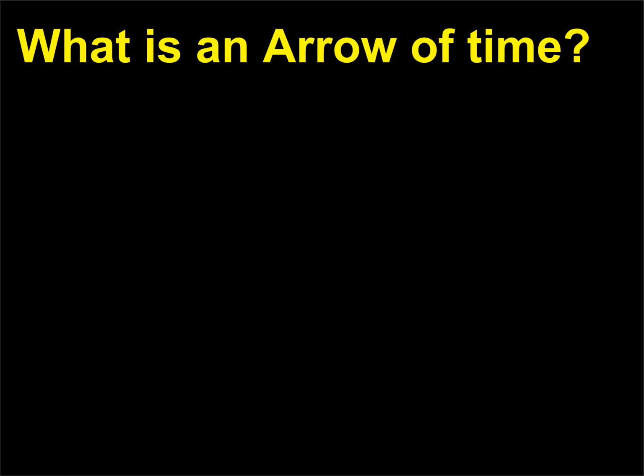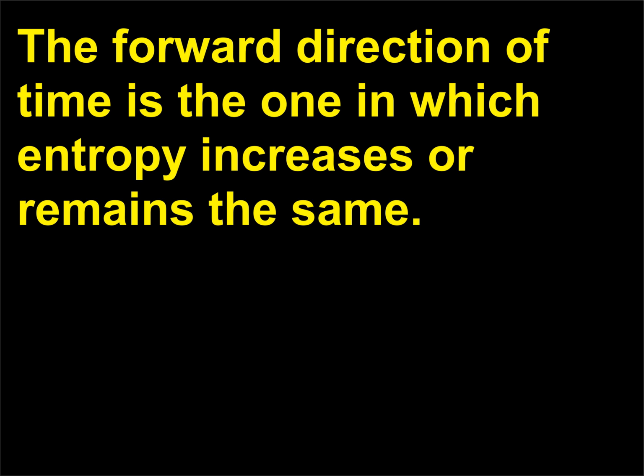What is an arrow of time? The forward direction of time is the one in which entropy increases or remains the same.